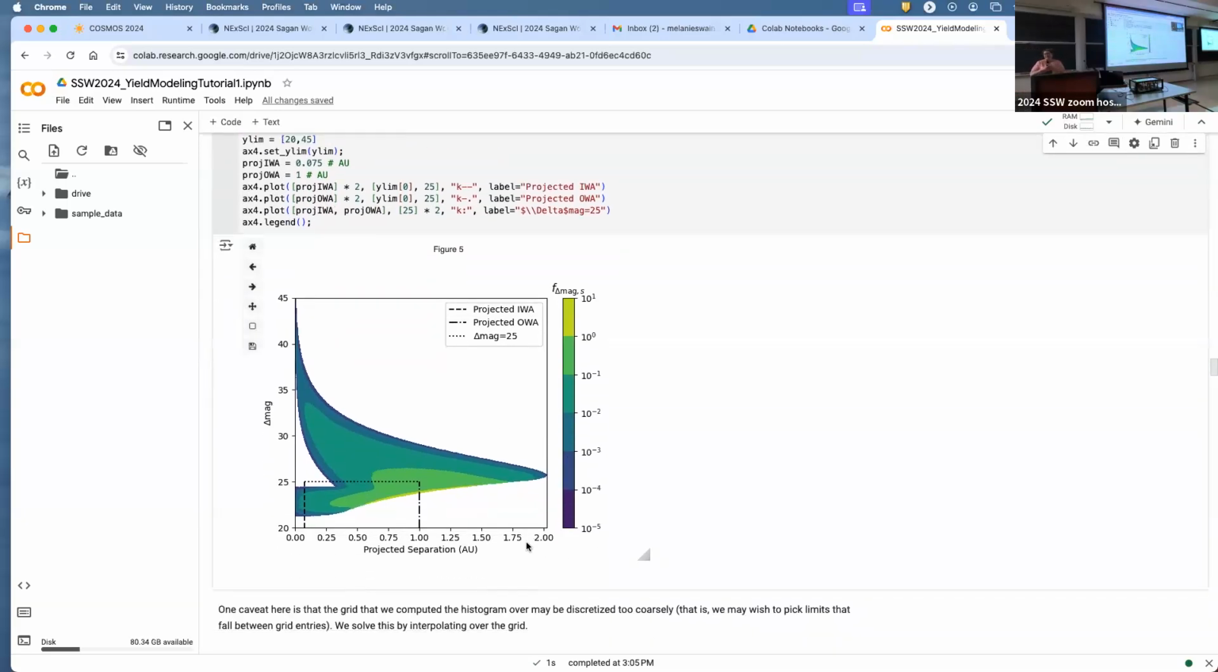And the horizontal line is the delta magnitude that we're integrating to. So if you take everything inside of that box, you've got a probability distribution function in there. And if you integrate inside that box, that should be what your probability of detection is for that size box, i.e. for your inner and outer working angle and for your integration time.